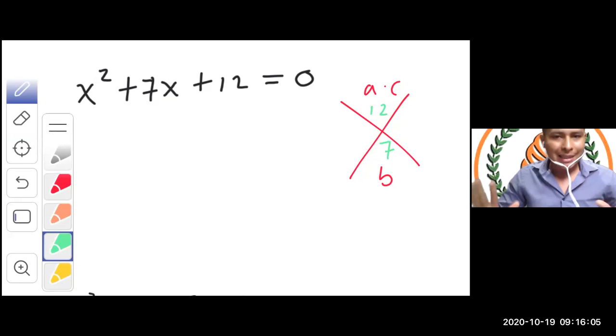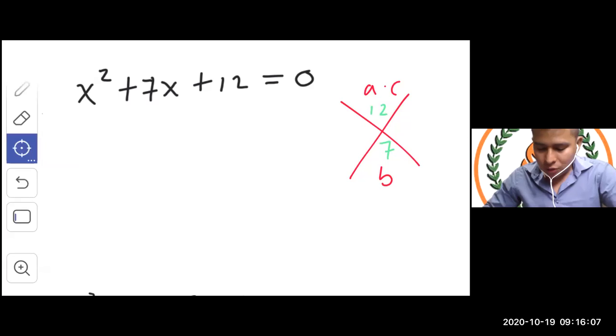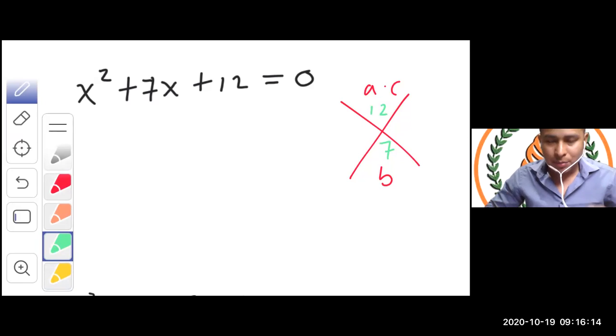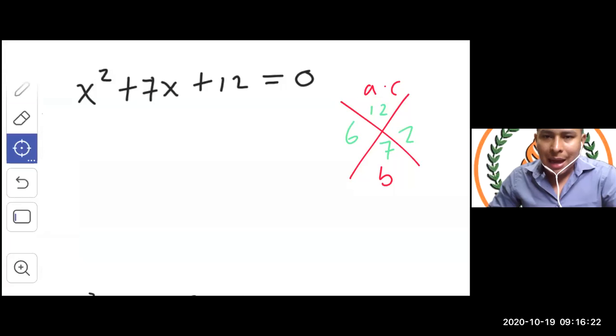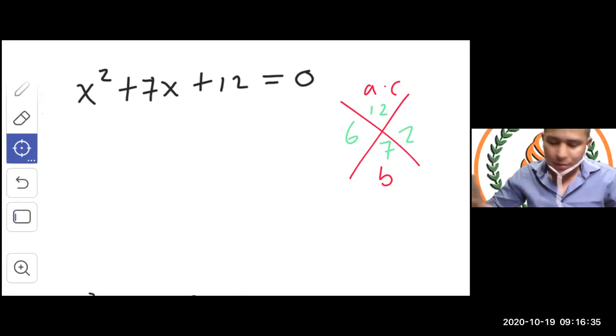7. Okay, that's it. Now, tell me two numbers that multiplying I can get 12. Just that. Two numbers that I can get 12 by multiplying them. 6 times 2. Okay, let's see, 6 and 2. But now, let's try to use these two numbers, adding or subtracting, to get 7. Is that possible? 6 plus 2, 8. 6 minus 2, 4. Negative 6 minus 2, negative 8. Take a look, that is not possible to get 7. This 6 times 2 is not going to work.